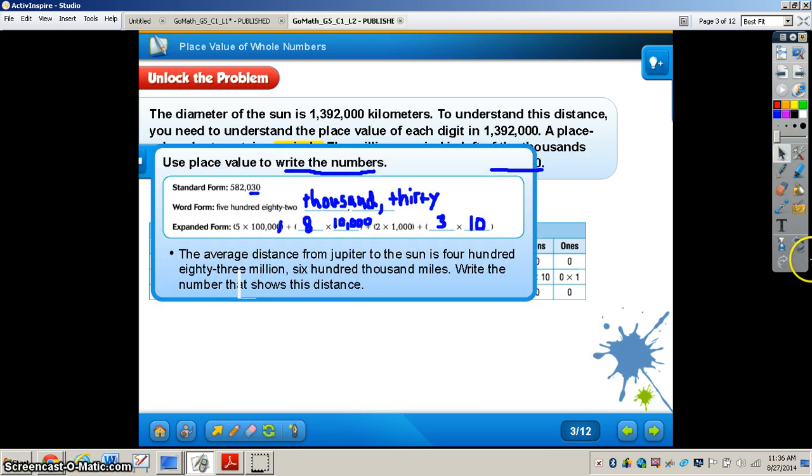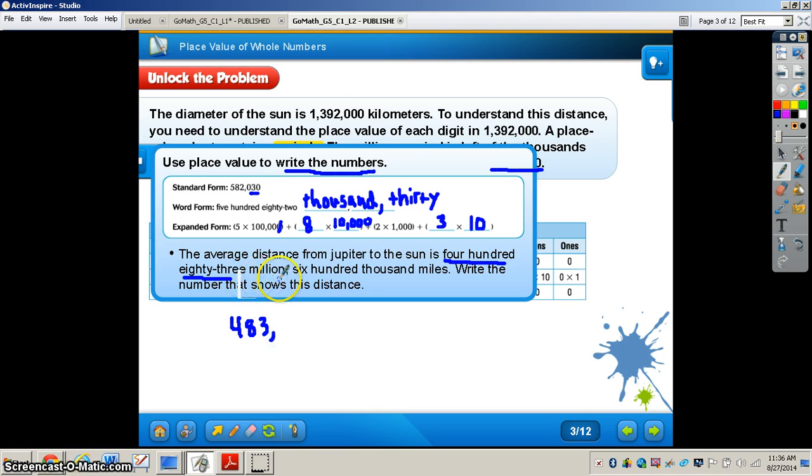Now moving down, it says the average distance from Jupiter to the Sun is 483,600,000 miles. Write the number that shows this distance. Now, what I like to do is break this down. So I look at 483. I know what that is. I just write that, and I forget the place value that it's in. 483. And then I need to put a comma.